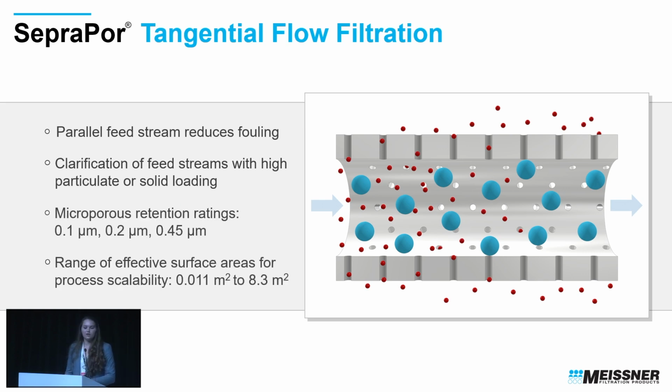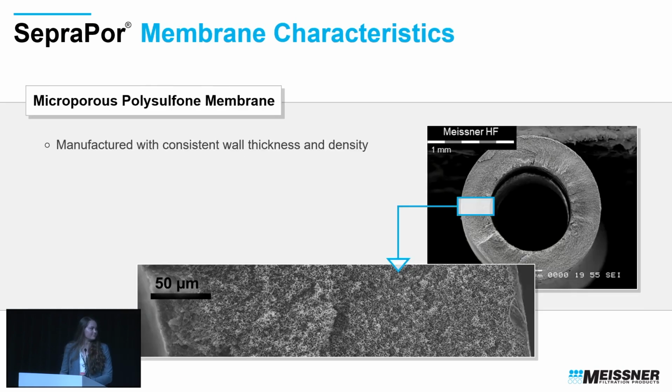Our SepraPor hollow fiber filters come in retention ratings of 0.1, 0.2, and 0.45 micron porosity, and are ideal for all stages of process scalability, with effective filtration areas up to 8.3 square meters. Our hollow fiber membranes are manufactured with polysulfone and have very tight wall thickness tolerances and highly symmetric porosities. These characteristics are extremely important for having a consistent cross-flow and high throughput, and for prolonging filtration lifespan.